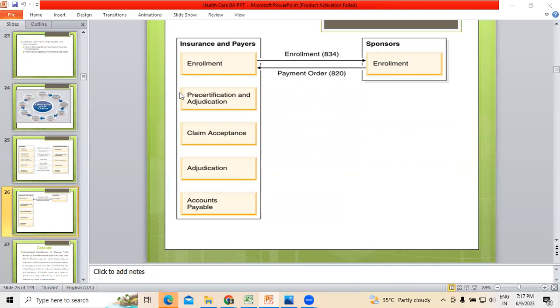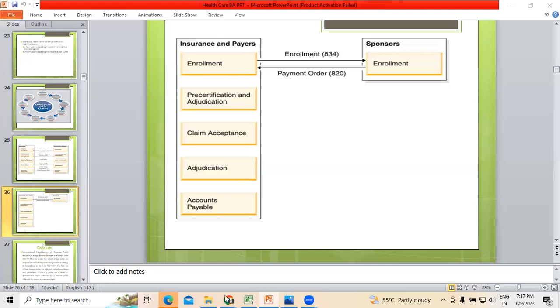Who's the sponsor here? Sponsor can be anyone. Sponsor may be a company, or a person who is working there. It's not an insurance company. An insurance company is nothing but a payer, the one who is going to pay. Provider, payer, sponsor, patient: four people. Again, I'm repeating. Let me show you.